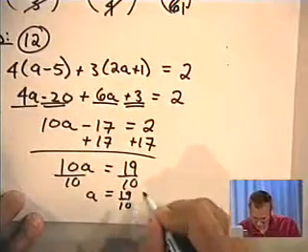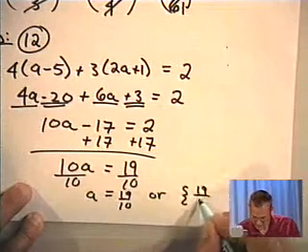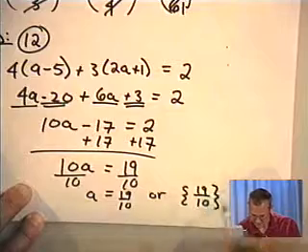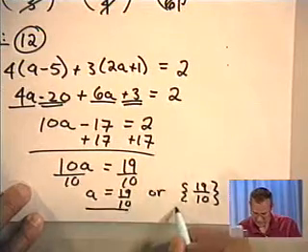Remember, some textbooks like this notation, that the solution set is just the element 19 tenths. So either of these are equivalent to each other. Some textbooks like this, some like this.